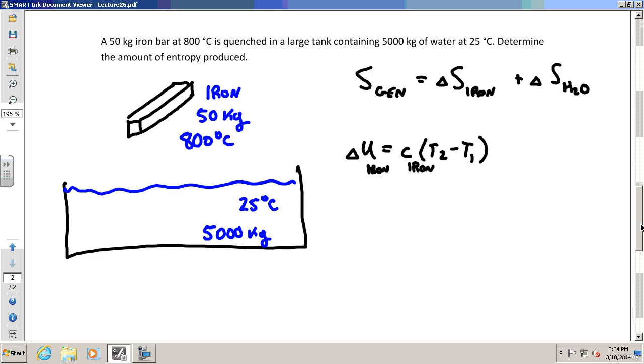Now let's fill in some blanks here. The change in energy of the iron is equal to the specific heat of iron. Yeah, you got to look that up. You do have tabular data for specific heat of iron. You got to find it. It's kind of in the front, I think, of the charts. Table A3. Iron, specific heat, 0.45.